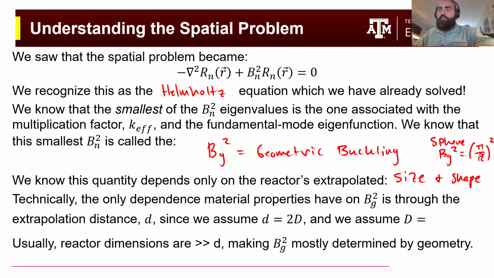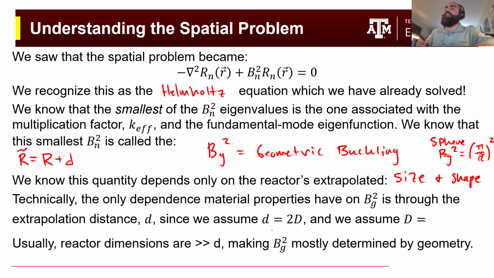the reactor. And that means it technically mostly depends on geometry, right? It mostly depends on the extrapolated dimensions, but it does have a slight dependence on materials. And that's because the extrapolated radius, R tilde, is the real radius of our reactor plus some little extrapolation distance d. And we've made some approximations about that extrapolation distance.